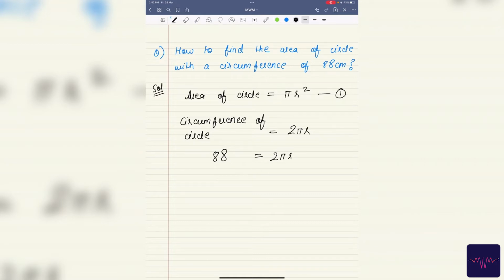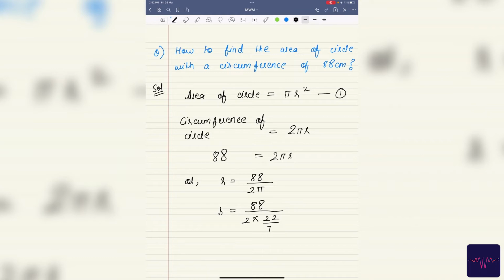Now this is basic calculation. To find the radius, I'm going to switch sides, so that's why I'm putting an "or" here, which means I am switching sides. Radius will be equal to 88 divided by 2 pi, or radius is equal to 88 divided by 2 times 22 by 7. Here the value of pi is 22 by 7. We can also use it as 3.14 depending on the numbers. So right now we have whole numbers, we don't have decimals, so we are going to use 22 by 7.